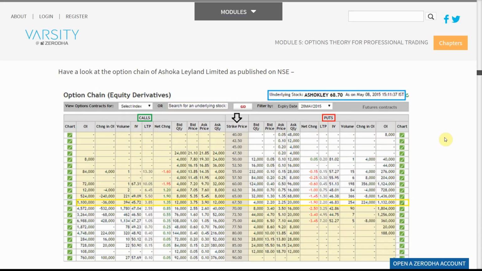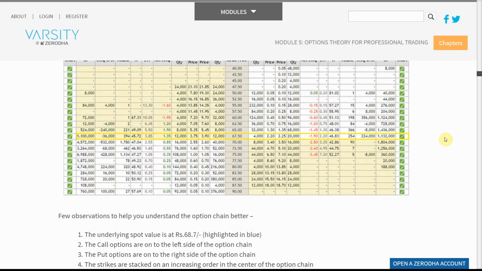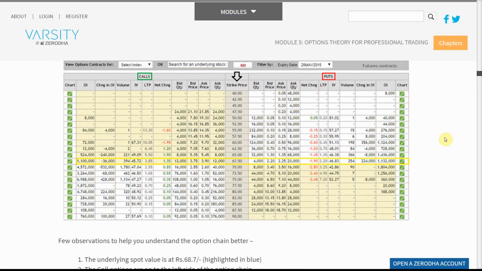For call options, all option strikes lower than the ATM option are ITM options. Hence they have a pale yellow background. For call options, all option strikes higher than the ATM option are OTM options. Hence they have a white background. For put options, all option strikes higher than ATM are ITM options. Hence they have a pale yellow background. For put options, all option strikes lower than ATM are OTM options. Hence they have a white background.